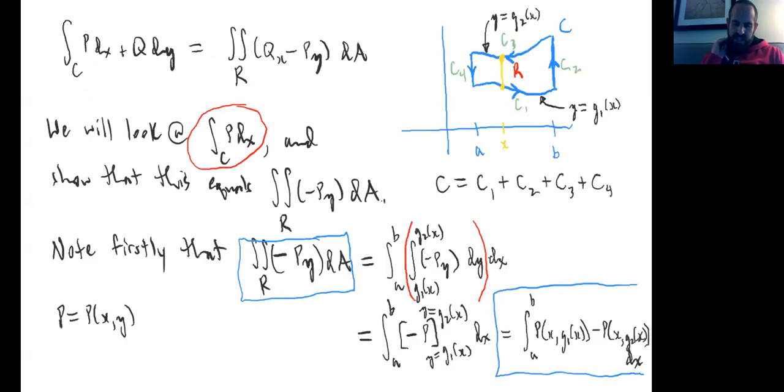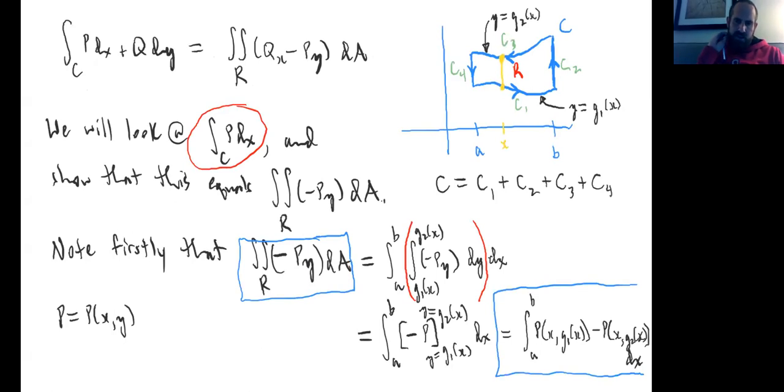So here we go. What do we do next? Well, I want to compute the integral over C of P dx. And as you know, this is going to be the integral over C1 plus the integral over C2 plus the integral over C3 plus the integral over C4, because C was the sum of all those things. Let's look back at what C1, C2, C3, and C4 actually were. C1 was the bottom part. C2 was the part that was going up. C3 was going over, and C4 was going down.